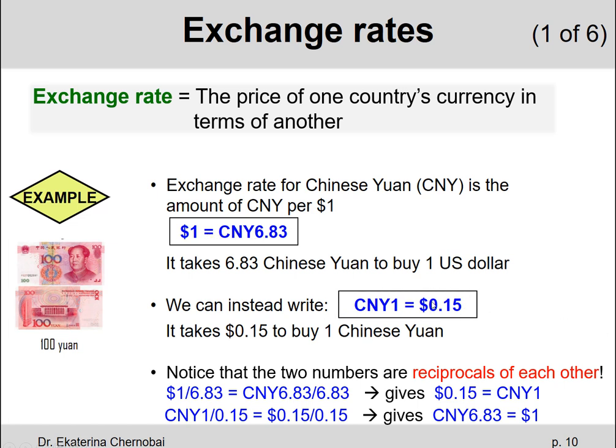We do this by dividing both sides, the left-hand side and the right-hand side, by the number that we want to be 1 instead. So if we want to see $1 instead of 0.15 of a dollar, we need to divide both 1 Chinese yuan and 0.15 of a dollar by 0.15. And this is how we would get $1 on the right-hand side, and on the left-hand side, when we take 1 and divide it by 0.15, we get 6.83 Chinese yuan.